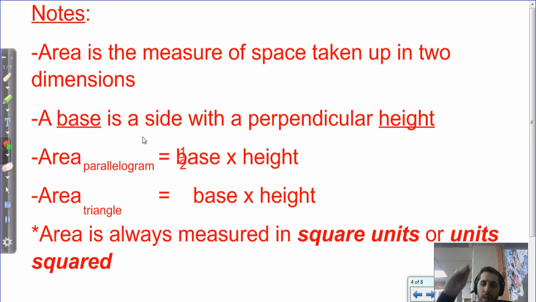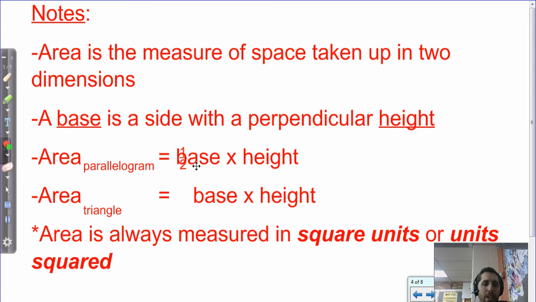The base was the one that the perpendicular height was coming from, and heights are perpendicular, which means they join at a right angle. That's why for rectangles we don't need to draw a new height. The side is at a right angle, so the sides are just the heights. So base is a side with a perpendicular height.